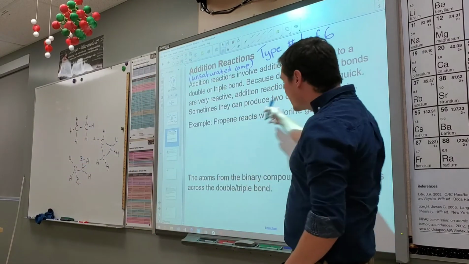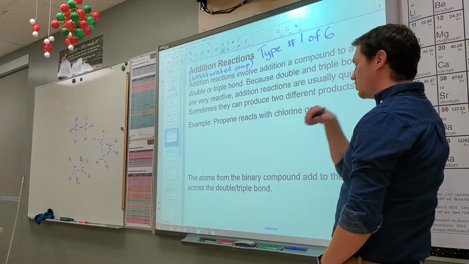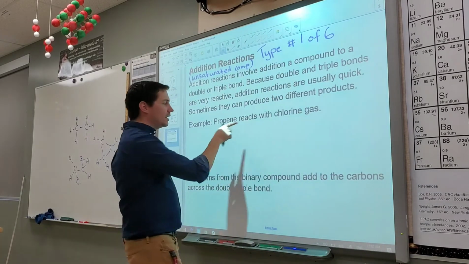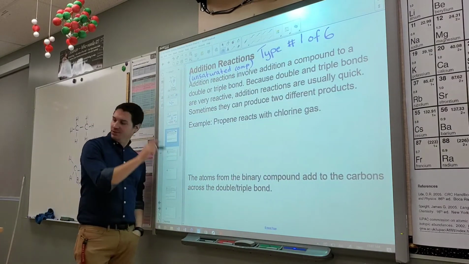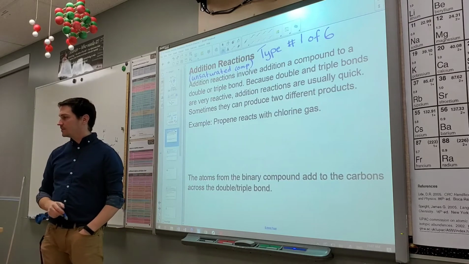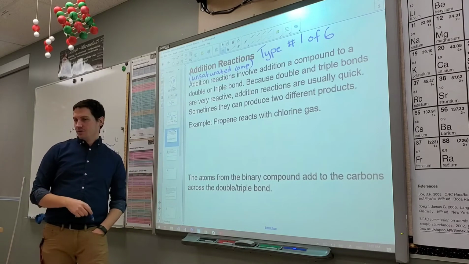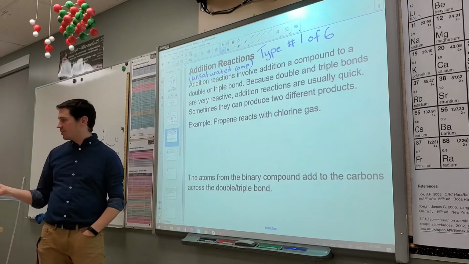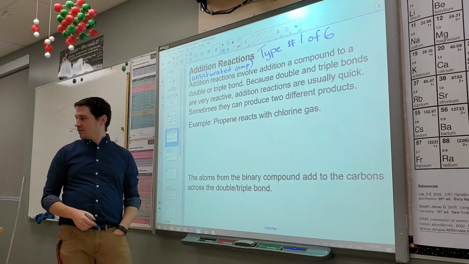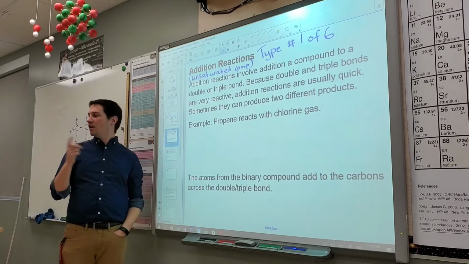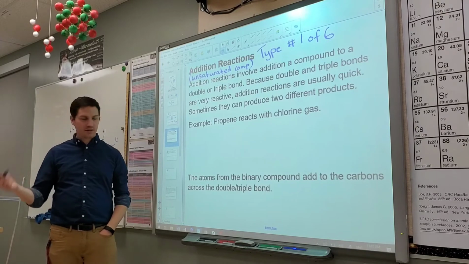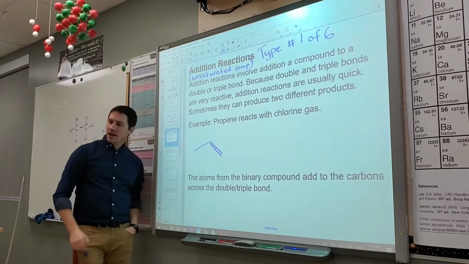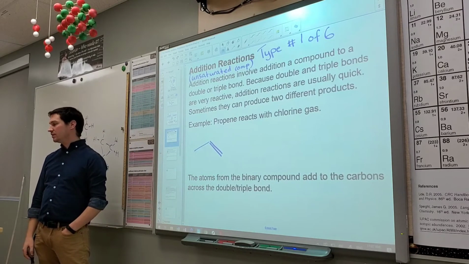So our first example, you've never seen an addition reaction, and that's totally fine. It's okay. But we're going to start to get used to these. Propene reacts with chlorine gas. What the hell's propene? C3H6. It's an alkene, but how many carbons? 3. We're going to use structural and line diagrams and things like that. Okay, so I'm going to use a line diagram. This is propene.